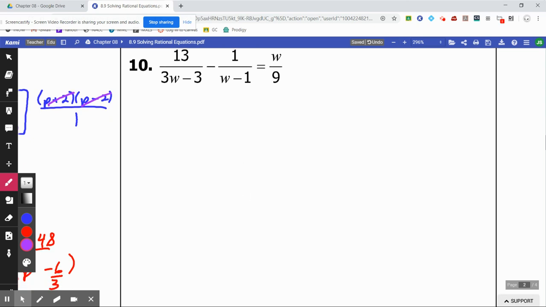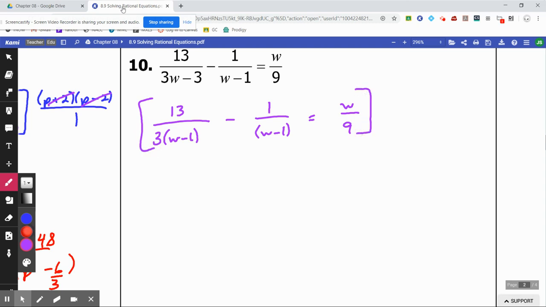Again, we always factor first. We have 13 over, factor out the 3, you're left with a w minus 1. Second term, you have 1 over w minus 1 will not factor, equals w over 9. Common denominator. Let's look at our monomials first, a 3 and a 9. The least common denominator there would be a 9. And then you need a w minus 1. And the lowest power of that, which would be w minus 1 to the first. So therefore, we could change all of our denominators into 9 times w minus 1.